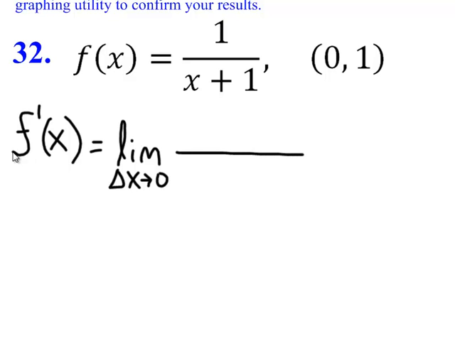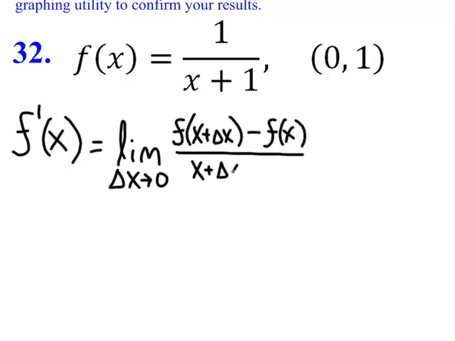But instead of doing y2 minus y1, we did f of x plus delta x minus f of x over, and instead of x2 minus x1, we do x plus delta x minus x. And again, I write it that way when I'm introducing this to students to really see the parallel here between the y2 and the x2 versus the y1 and the x1.